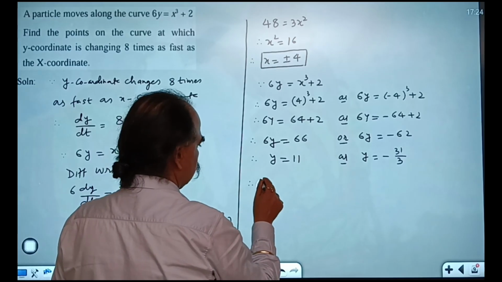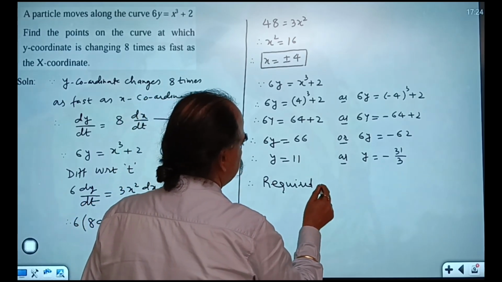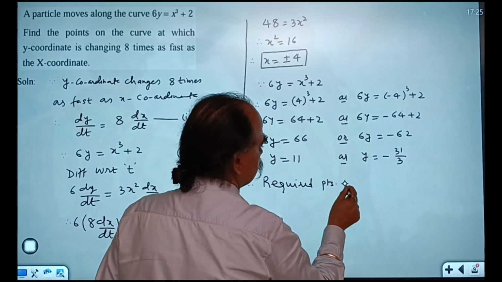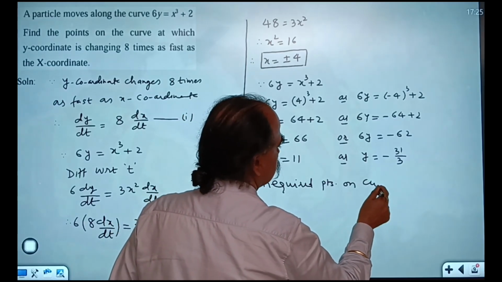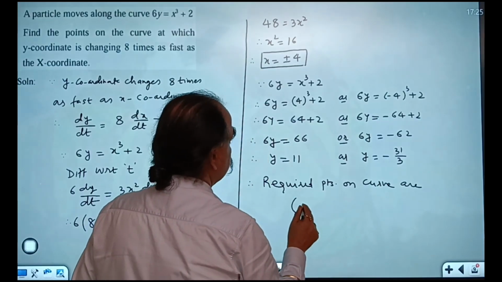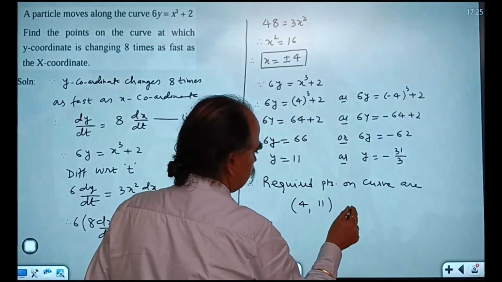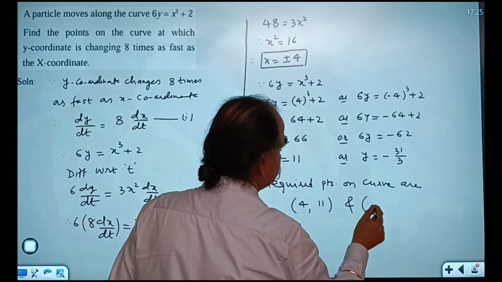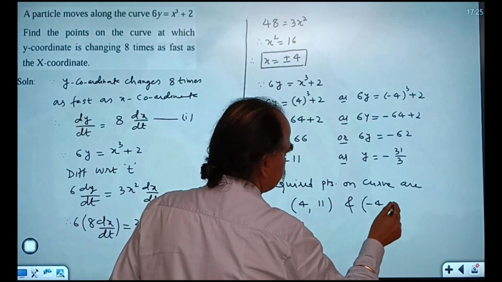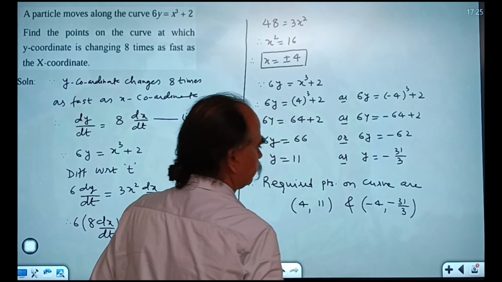Therefore, required points on curve are when x coordinate plus 4, y coordinate 11, and x coordinate minus 4, y coordinate minus 31 upon 3.